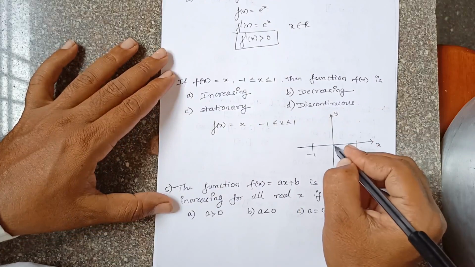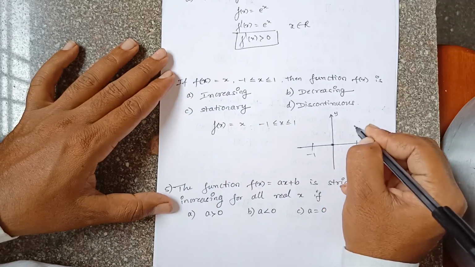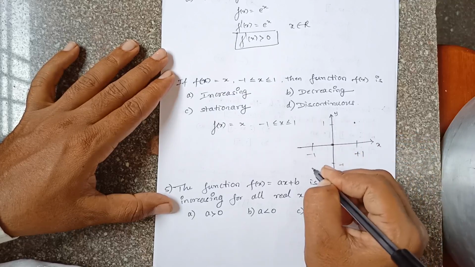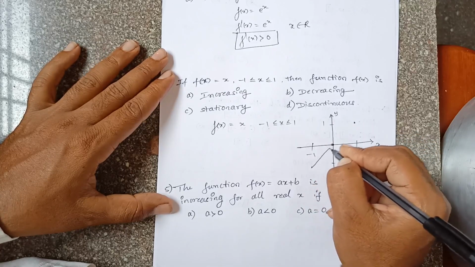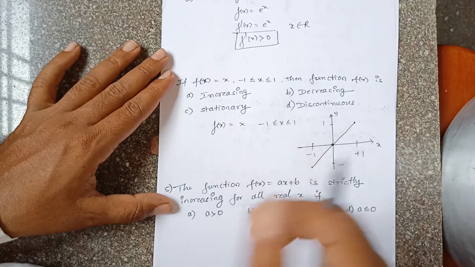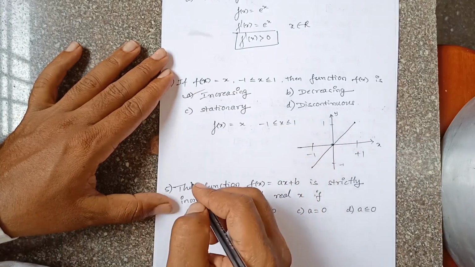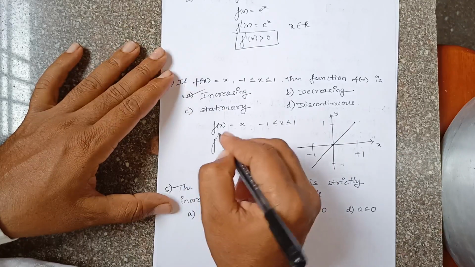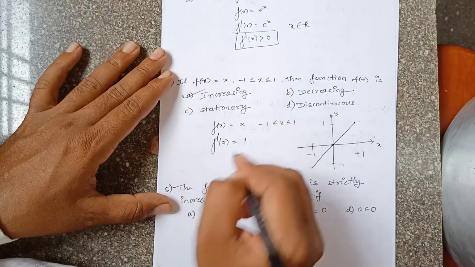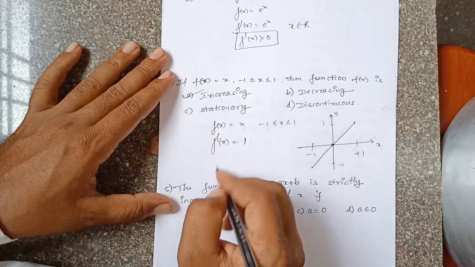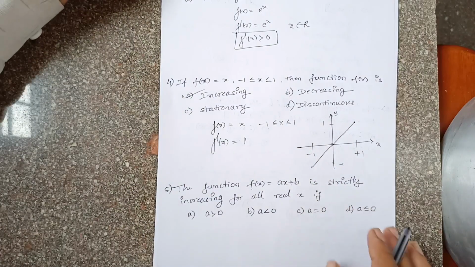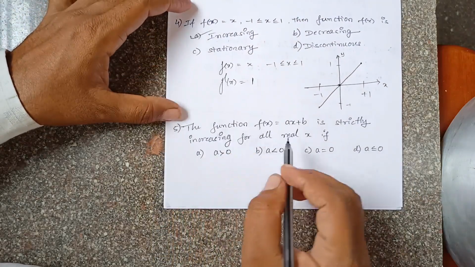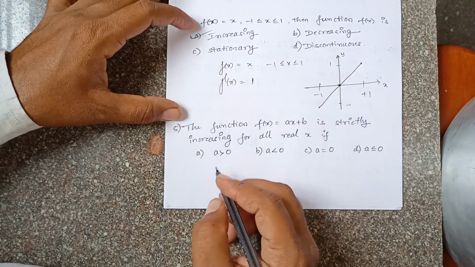When x is equal to 0, f of x is equal to 0. When x is equal to 1, f of x is equal to 1. When x is equal to minus 1, f of x is equal to minus 1. Graph goes like this. By seeing the graph itself, you can say the function is an increasing function. If you want to go with the derivative test, you can do that also. Here f dash of x is equal to 1, always a positive value. Function is an increasing function. Next, fifth question. The function f of x is equal to ax plus b is strictly increasing.